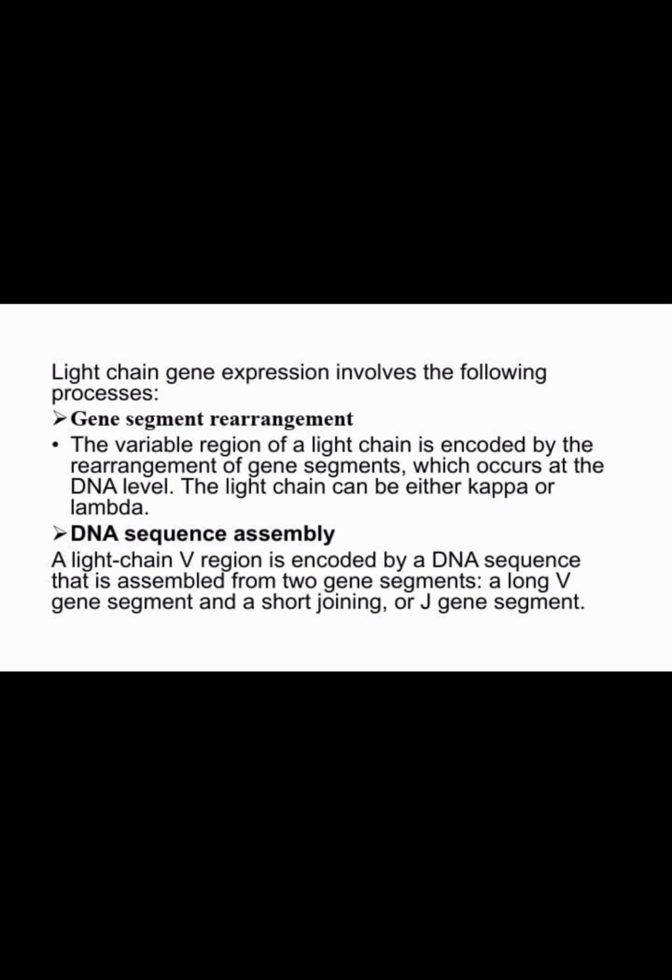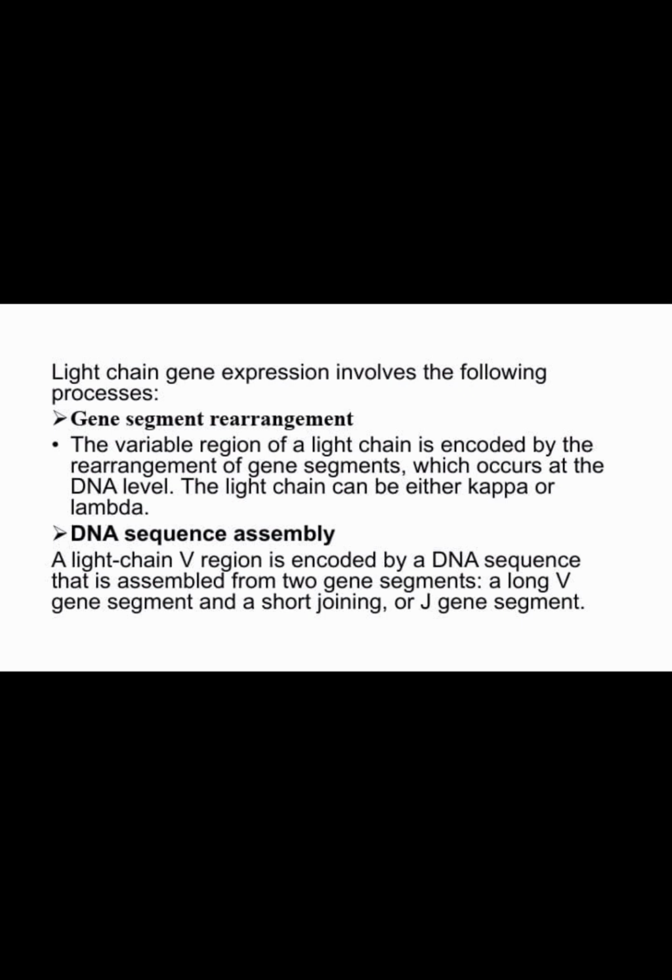Light chain gene expression involves the following process. The first is gene segment rearrangement. The variable region of a light chain is encoded by the rearrangement of gene segments, which occurs at the DNA level. The light chain gene can be either kappa or lambda.